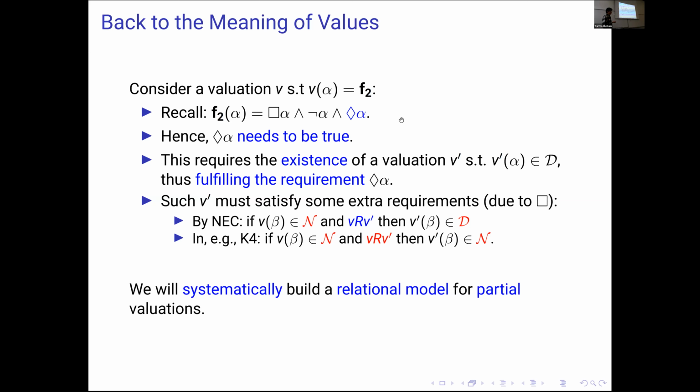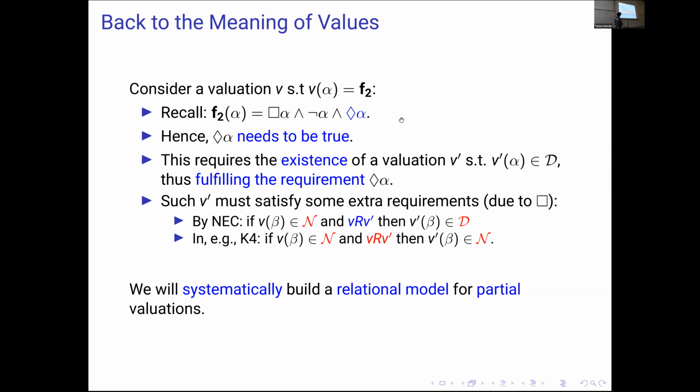But we cannot choose any valuation, because we also have the box. The box, for instance, tells you if something is necessarily the case, and you connect v with v prime. So these two are partial evaluations with one relation I haven't shown yet. So the next one has to be designated. Otherwise, you fail to fulfill the necessitation rule.